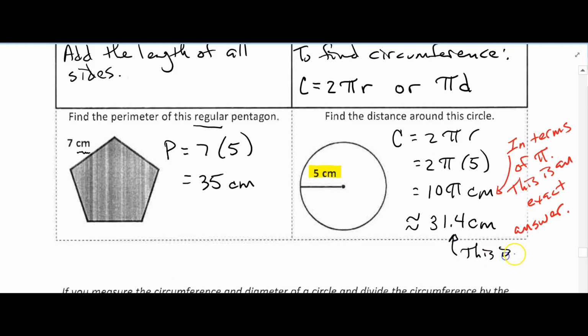Now, the 31.4, this is a decimal estimate. Okay, so again, make sure you read the directions. If I say find it in terms of pi, make sure you leave pi in. If I say find it to the nearest tenth, like in this answer, you would plug pi into your calculator and you would get 31.4. Again, notice we have our units here.